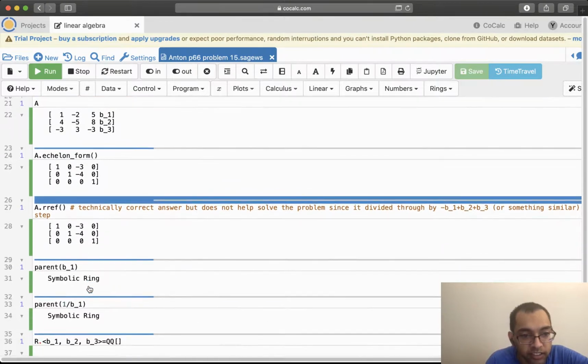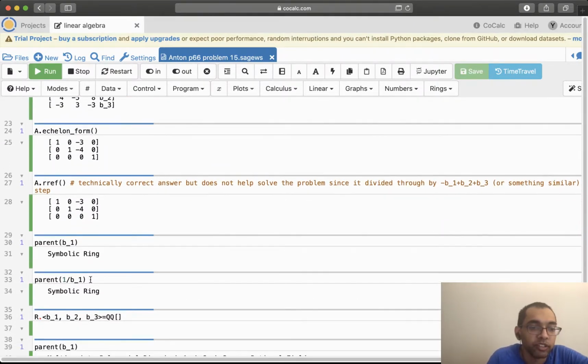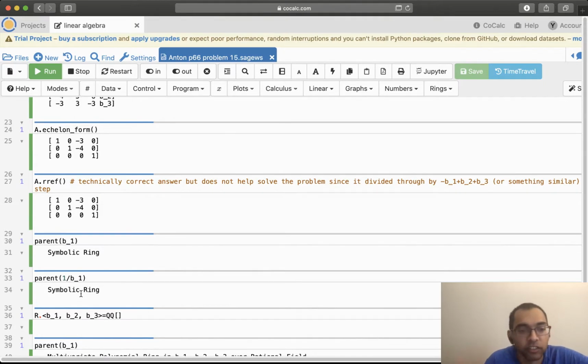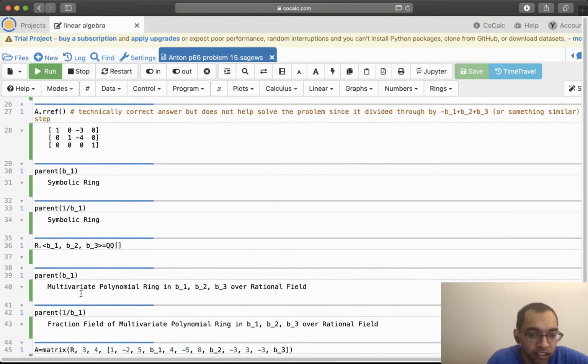So to fix this, well, actually just to explain, this B1, where does it belong? It belongs to what's called the symbolic ring in Sage, basically the ring of all the variables you've introduced. And this ring contains 1 divided by B1. Basically, you can divide by the variables, or any polynomial combination of the variables, and they still lie in the symbolic ring. That's a little technical, you don't have to understand that.